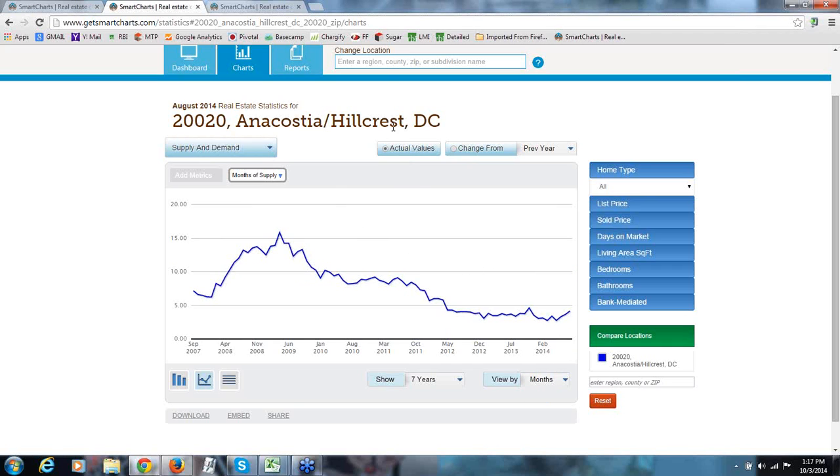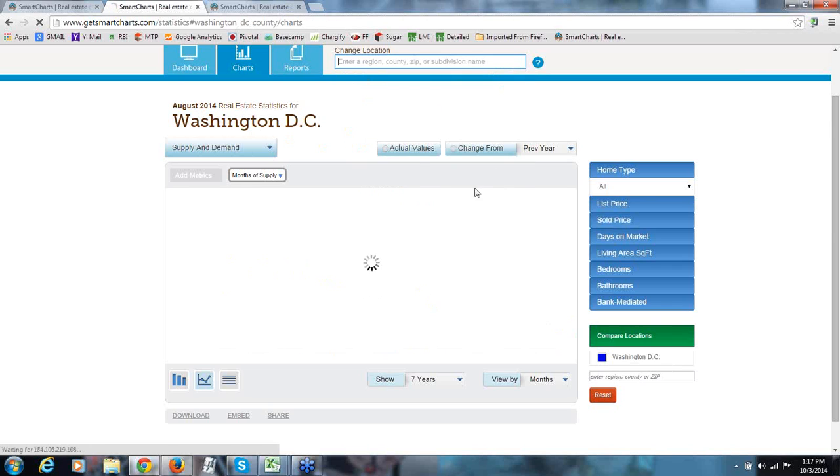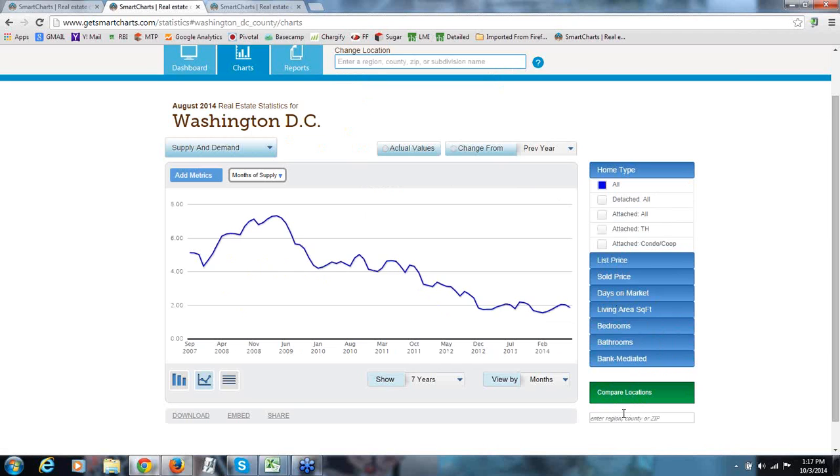There are two areas within the DC metro area that will likely continue to see price gains. A lot of the outlying suburbs might be flattening out a bit, and that's DC. So if I switch this to show DC, set that, and Prince George's County.